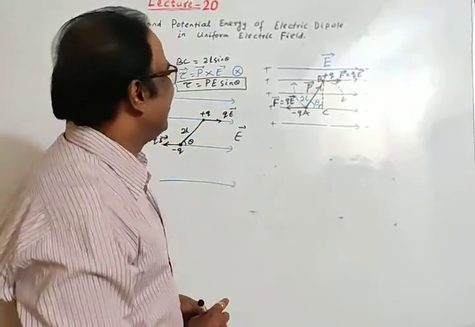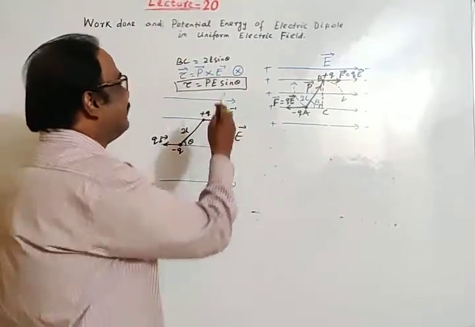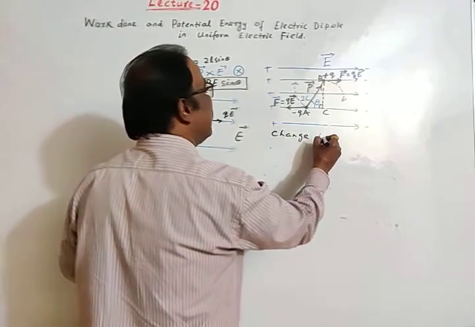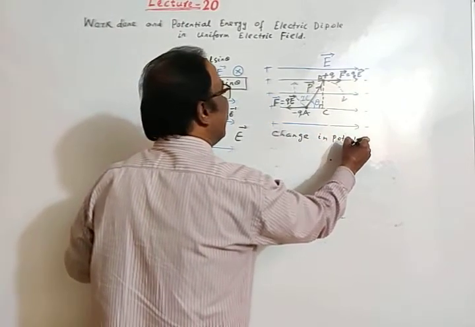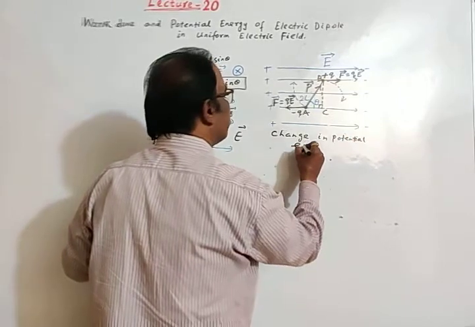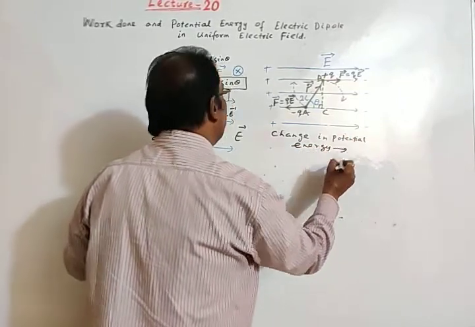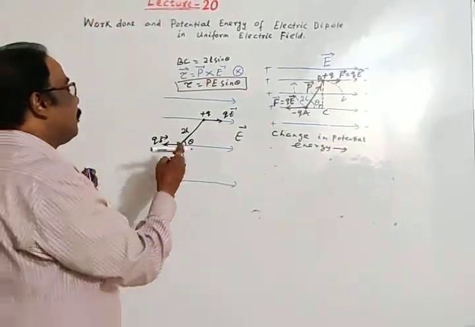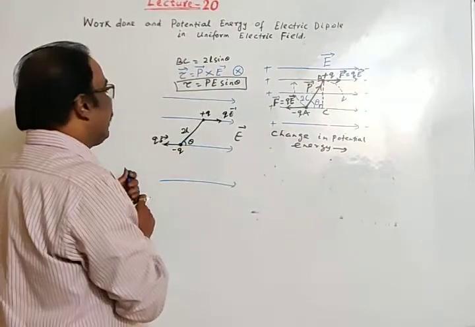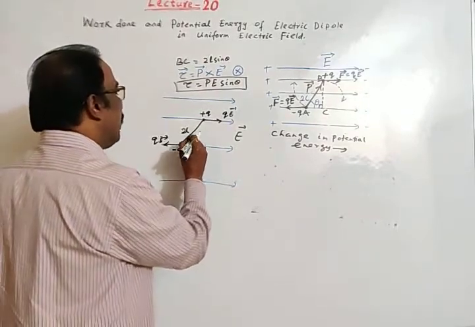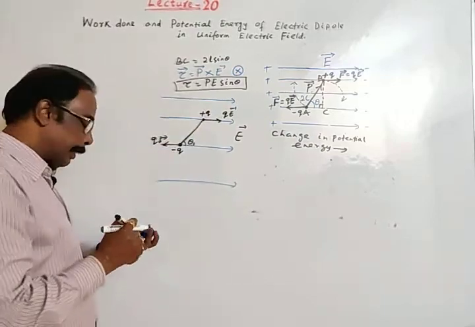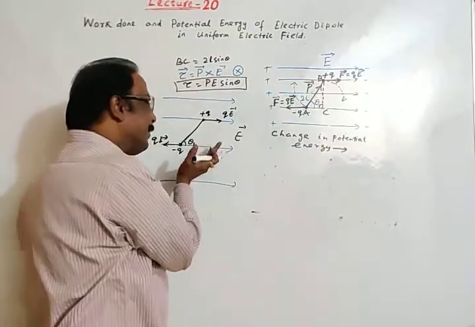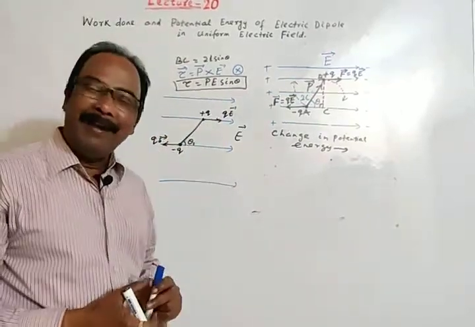Okay. So, about change in potential energy, this is very conceptual. Change in potential energy. Let's consider the dipole is at any angle, let theta 1. This is theta 1, we know it. We may rotate the dipole in clockwise order or we may rotate the dipole in anti-clockwise order.